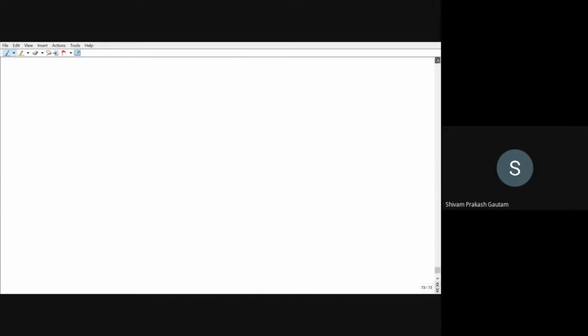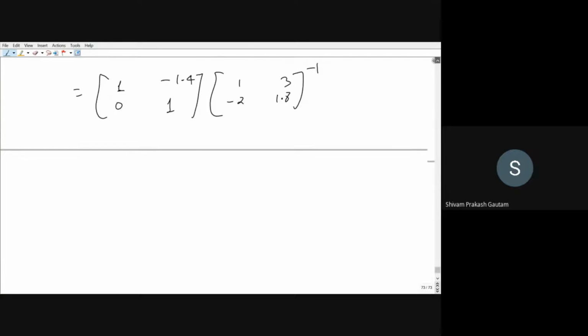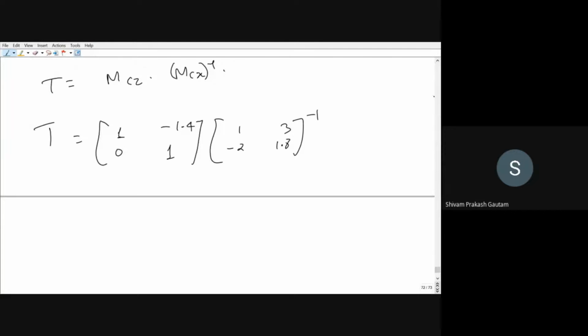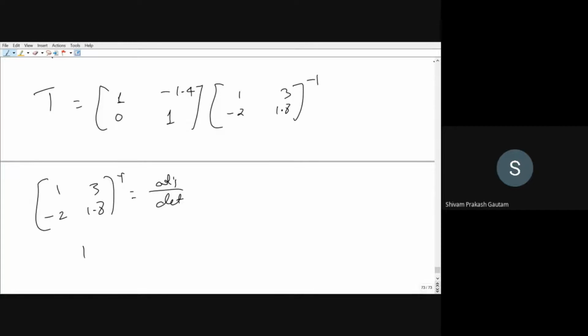Okay, so you have to find the T matrix. For that, first you have to find the inverse of this matrix: 1, 3, minus 2, and 1.8. How will we calculate the inverse? That will be equal to adjoint upon determinant. What is the determinant of this? 1 into 1.8 minus minus 2 into 3. So that will be 1.8 plus 3 into 2, 6. That will be equal to 7.8.